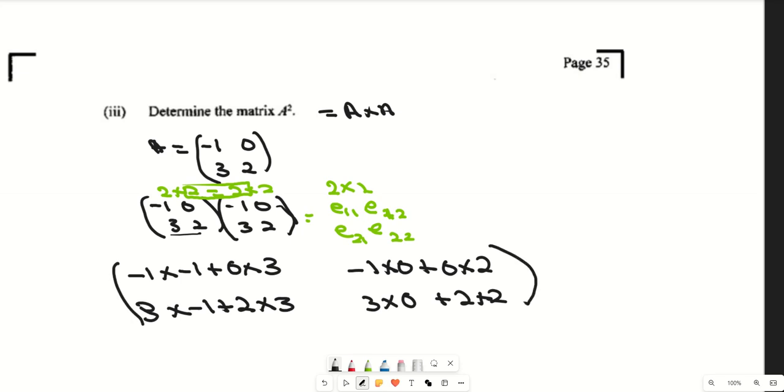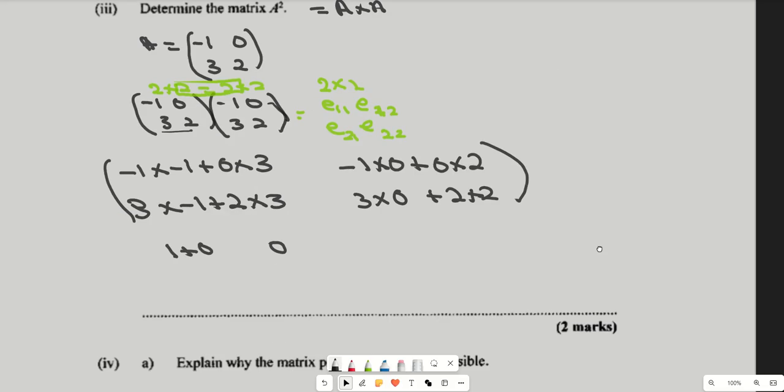All right, and then we just add up. A minus and a minus gives a plus, that's 1 plus 0. Anything multiplied by 0 is 0. So minus 1 by 0 is 0, plus 0 by 2 is 0. So the final answer there is 0.